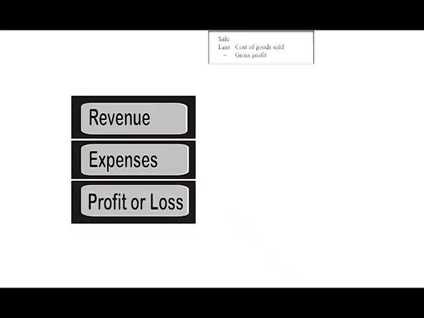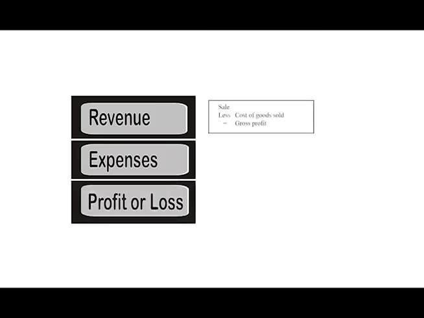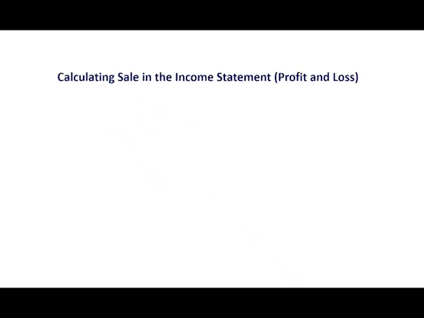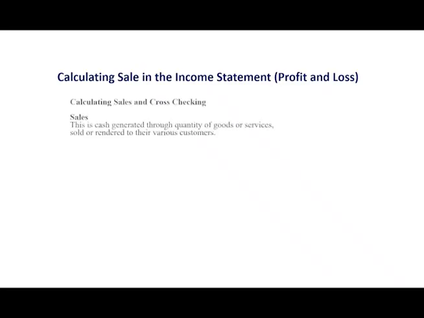The revenue part takes cognizance of the total sales made for the day, where we deduct the cost of goods that has been sold, which gives us the gross profit. The next is the expense component, which sees us deducting all operational expenses from the gross profit to give us the operational profit. The last component is the profit or loss determinant. We do both addition and subtraction at this stage because we deduct all family expenses from the operational profit before adding other income to the operational profit to give us the monthly disposable income. Note that adding other income to your profit and loss statement must come with proof.